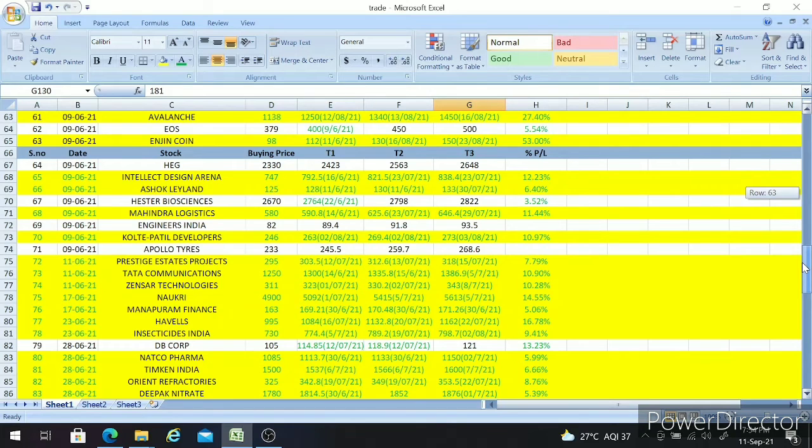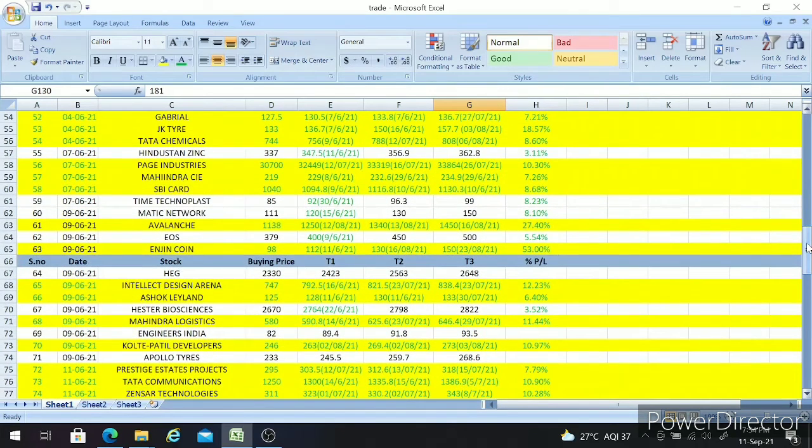Also, in this channel you'll be getting buy calls for cryptocurrencies too. If you can see here, the engine coin, EOS, Avalanche, Matic, these are all cryptocurrencies. Whenever it's the correct time to buy cryptocurrencies, I'll say so, and you'll be getting bumper returns. If you can see the engine coin, for which I had given the buy call on 9th of the 6th month, the third target got achieved at a price of 150 on 23rd of the 8th month, giving 53% returns, friends.